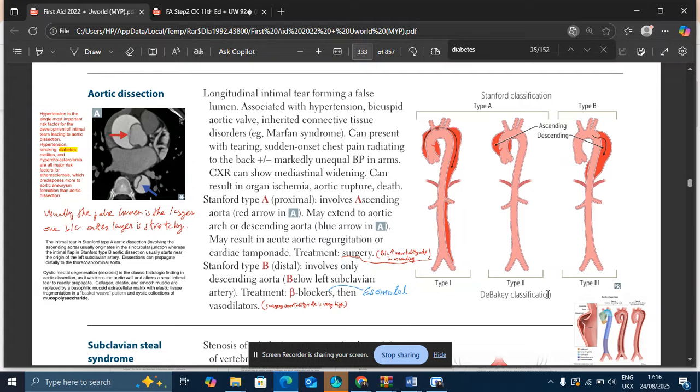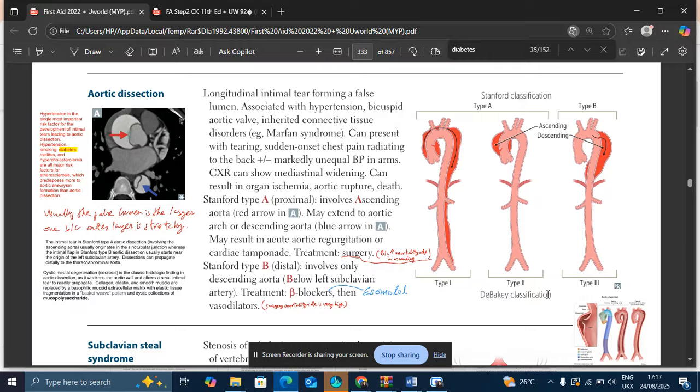Now, what would be the patient's presentation? Usually, the patient presents in the ER with tearing chest pain that radiates to the back, in between the scapula. So, a patient will present in the ER with a tearing chest pain that radiates towards the back, with or without unequal blood pressure or pulses in the arms. This is the usual presentation of patients in the ER with aortic dissection.